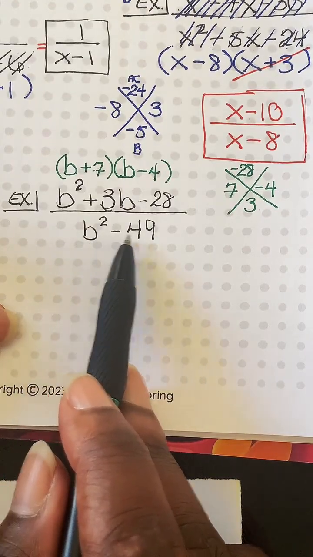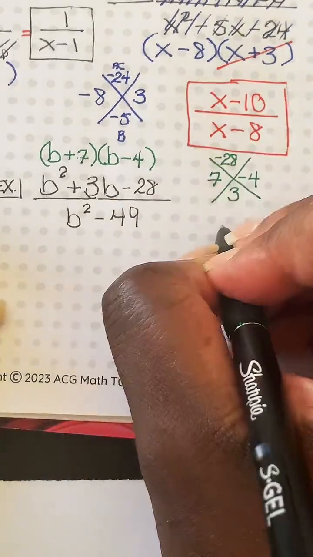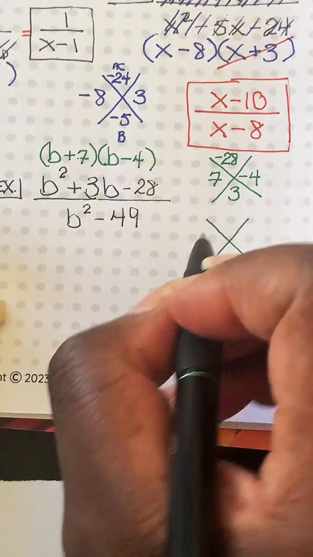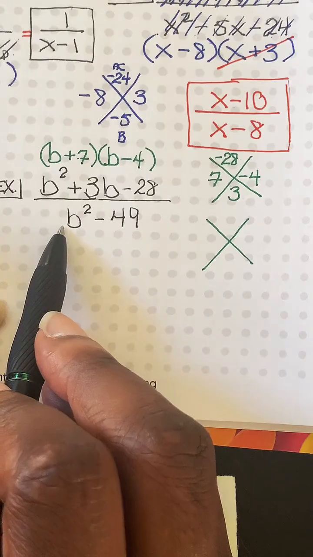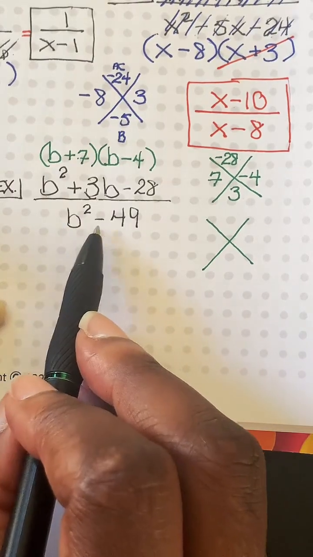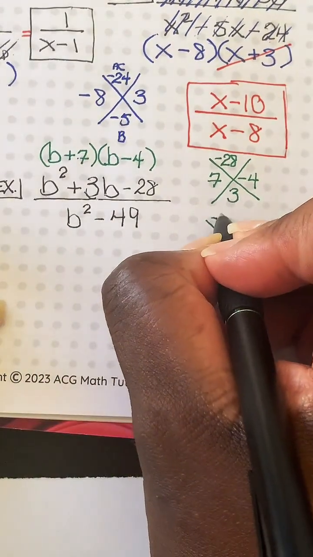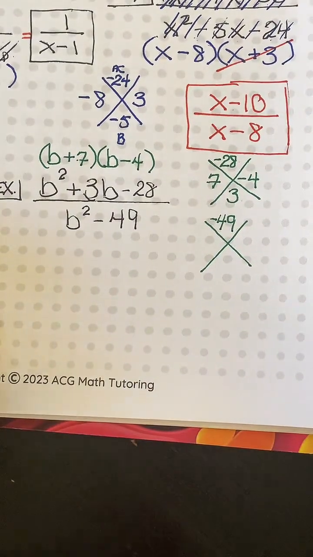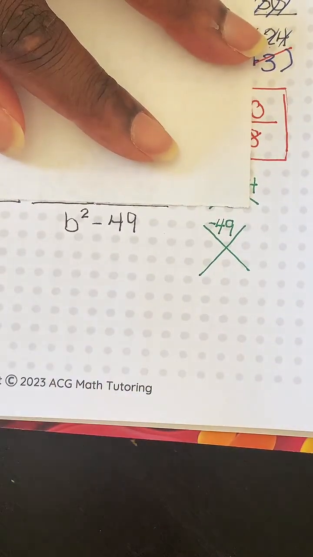B squared minus 49. So let me take a look. Let me show you as the X. So remember, your AC is going to go up here. We have an A because that's the coefficient of our B squared. We have a constant, which is the negative 49. But what's missing? Okay, let me keep it right here. What's missing?